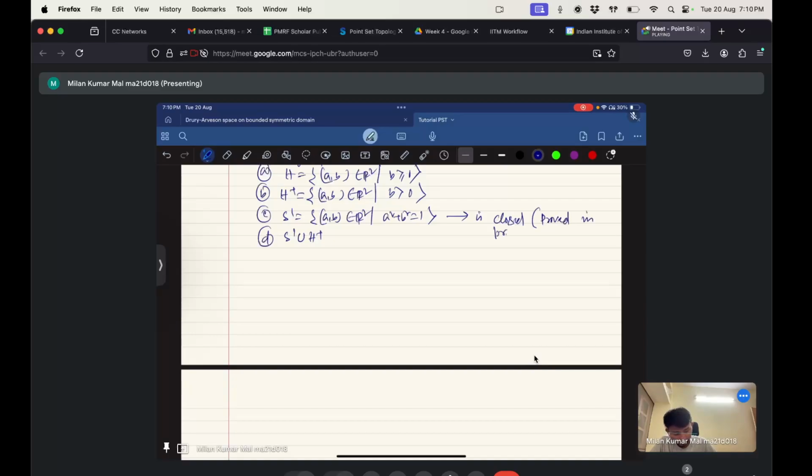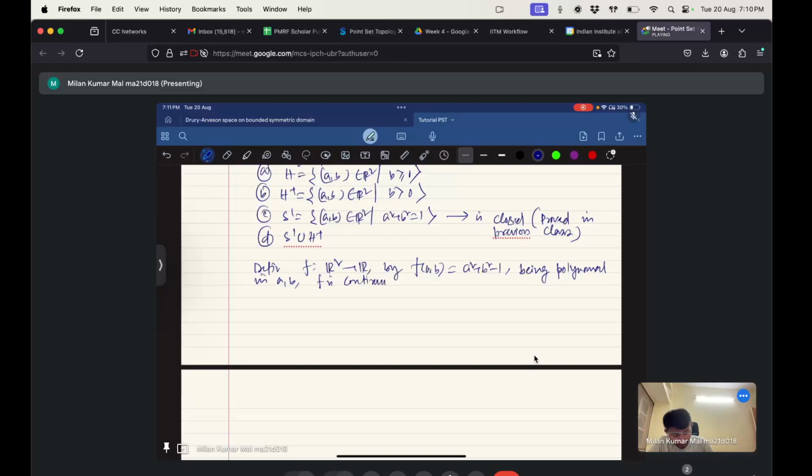How was it proved basically? Just define f from R square to R by f of (a, b) equals a square plus b square minus 1. This being a polynomial in a, b, f is continuous.